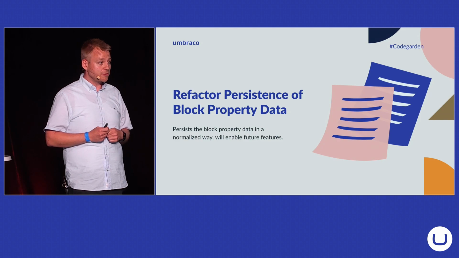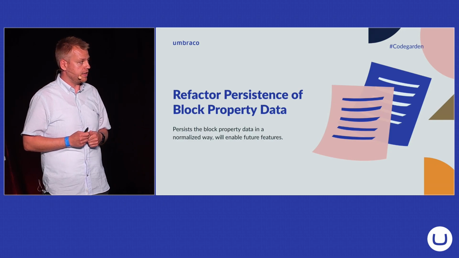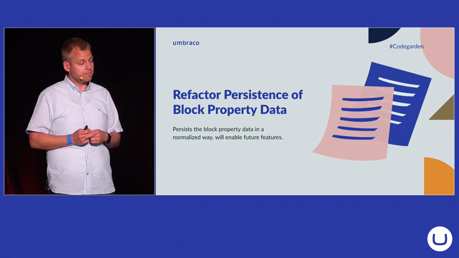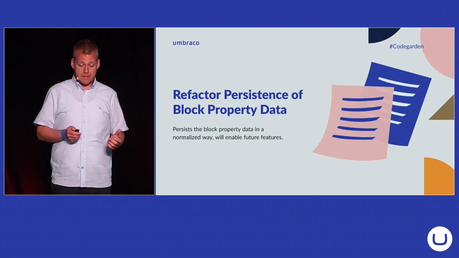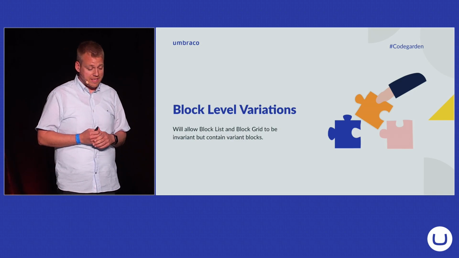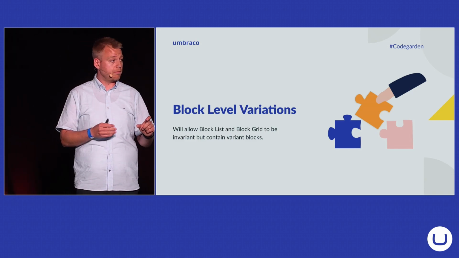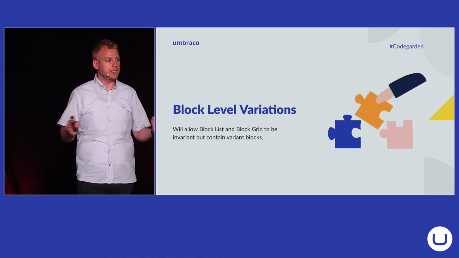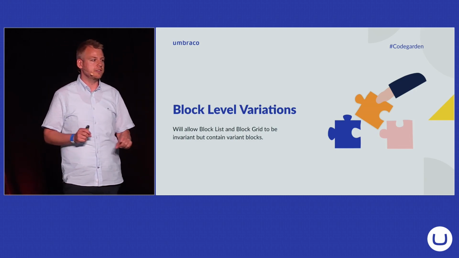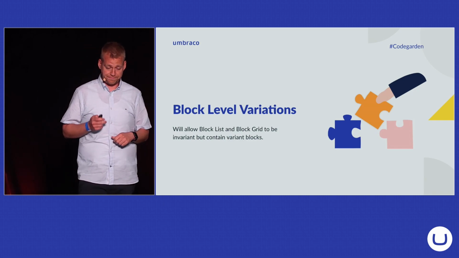Another massive feature we plan to look into, which is super, super low level, is we want to refactor how we persist the block property data. Today, it's just persisted as one big JSON document, but we plan to persist it like regular content, because this unlocks all kind of cool features for the future. One of them is block level variations. So here the idea is you can have an invariant block list or block grid, and thereby the structure will be shared between all your languages. But you can still have variant blocks, so the content inside each will vary. And we think this will be super valuable for editors of multilingual sites.